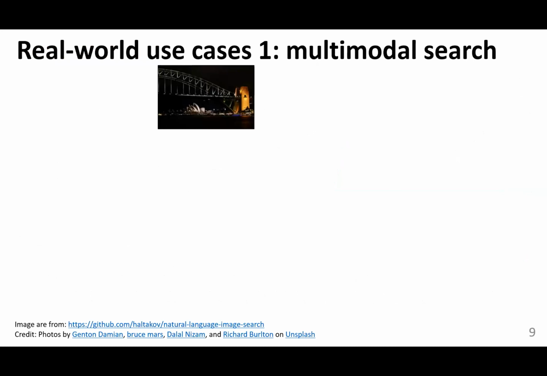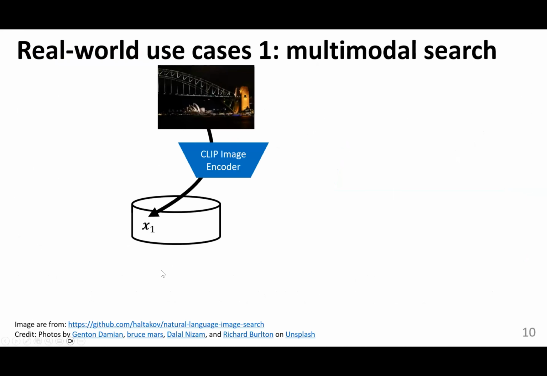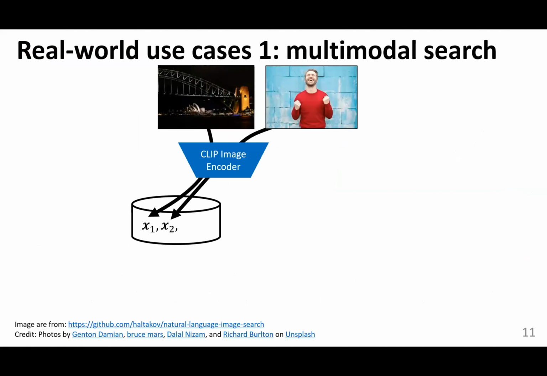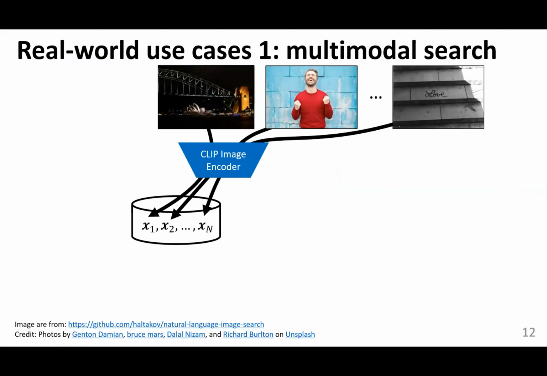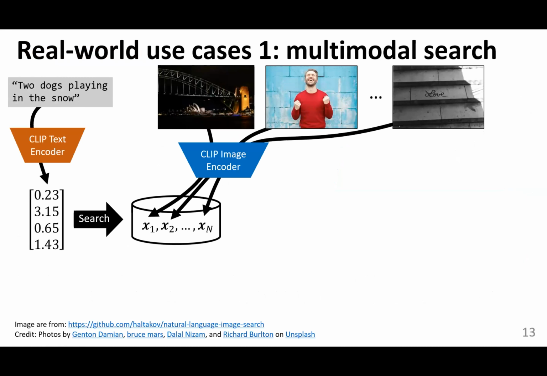Let me show you some real-world use cases, starting with multimodal search. In this case, we have images like here. Let's say we have a CLIP image encoder, as all of us know. We can extract a feature vector from each image, so for all database images we can extract feature vectors, right? After that, given a text query, we can also extract a feature vector of the same dimensionality by using the text encoder.